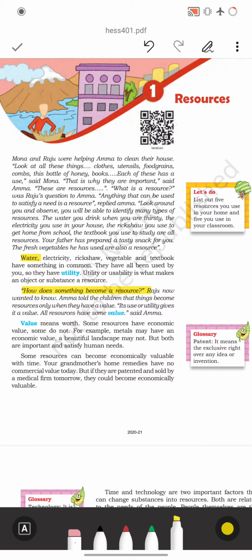But some resources can become economically valuable with time. We come to know the quote, old is gold. When a thing gets older, it will gain higher economic value. Okay, like the old statues, which go for very high rates nowadays.